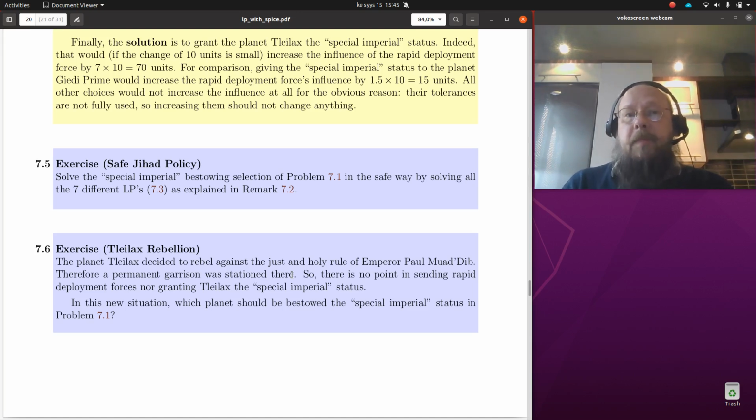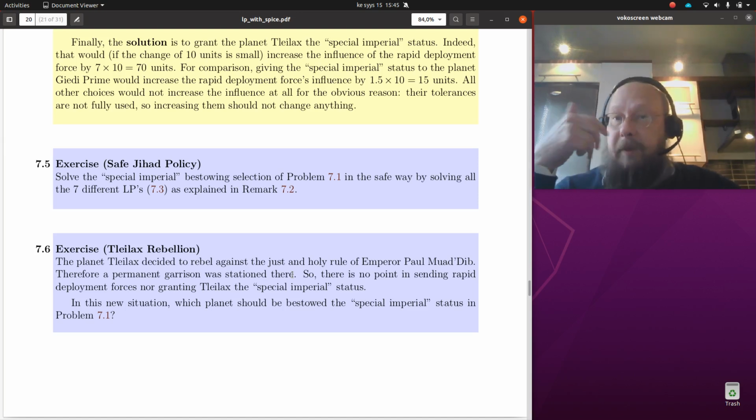So this rapid deployment force is used only on the other planets now. Planet Tleilax is kind of scrapped from the consideration. There's a permanent garrison there, and let's assume that everything else stays the same. This is always what we assume in sensitivity analysis. Let's hope that there is no snowball effect here, or if there is, we omit it in this consideration. So now we only have the other planets except Tleilax, and the question is the same. To which planet should we grant the special imperial status?